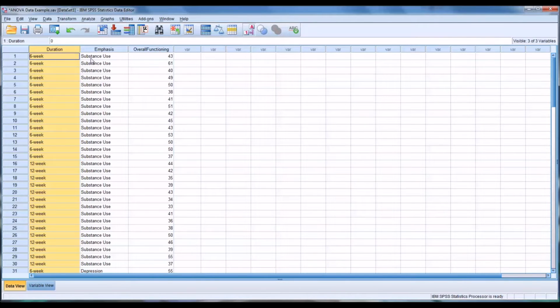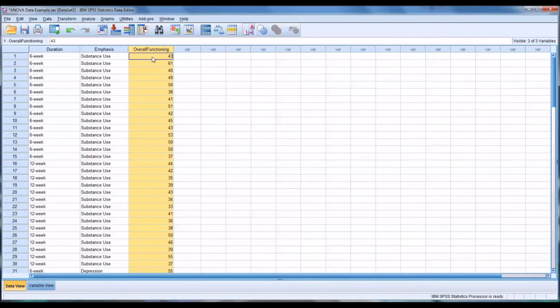So for the purposes of this video, let's assume that you work at a mental health agency and you're running an experiment. And you have one dependent variable that you're tracking, that you're observing as part of this experiment. And I have that labeled here, overall functioning.